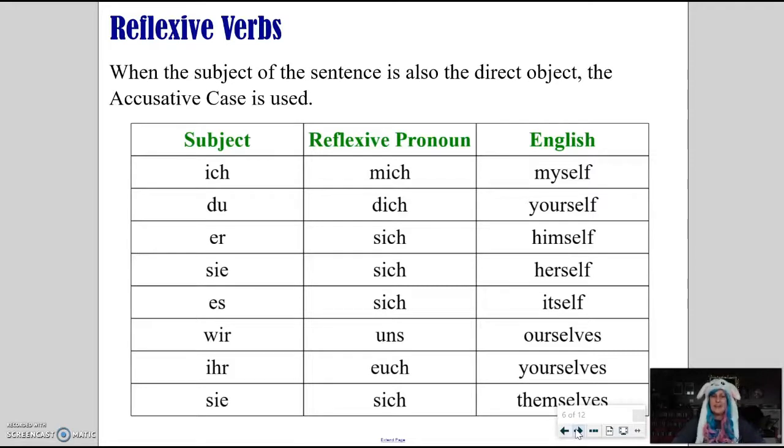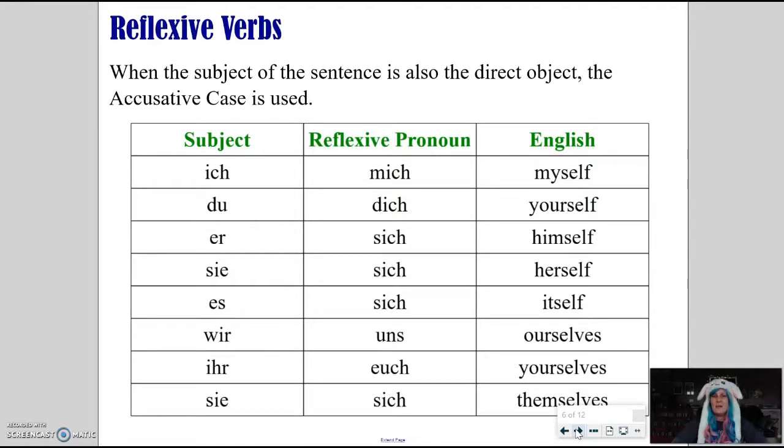So for ich, the reflexive pronoun is mich, and in English the best translation is to say myself, but we're going to explore this a little later in the video, that sometimes we don't even translate these in English, but the reflexive pronoun is always there in German. If the subject is du, the reflexive pronoun is dich, meaning yourself.